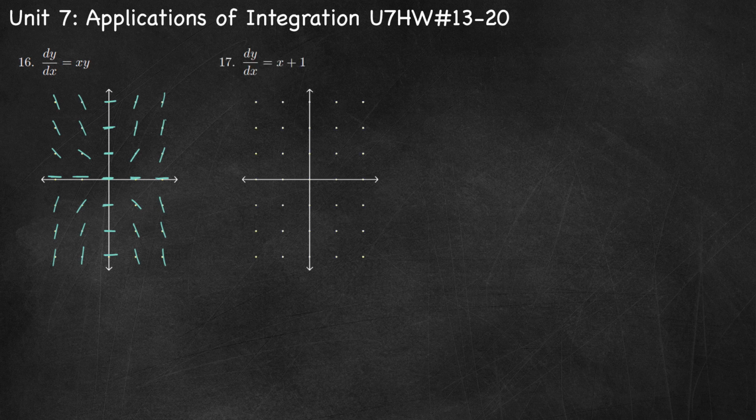Number 17, dy/dx equals x plus 1. So we don't have a y in our slope equation, which means that the slope is purely determined by the x coordinate. So let's first start with an x coordinate of 0. When x is 0, the slope is 1. So everywhere x is 0, we can draw a slope of 1.